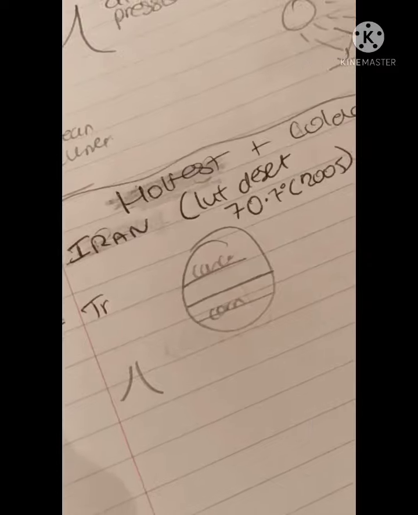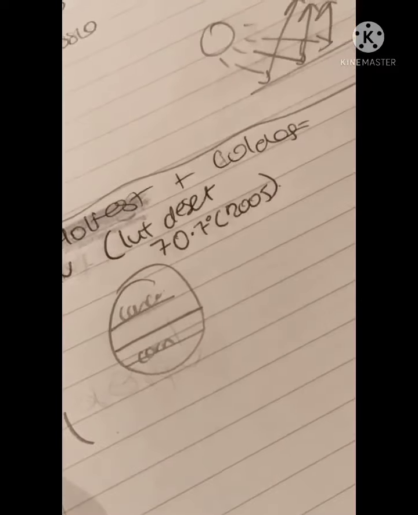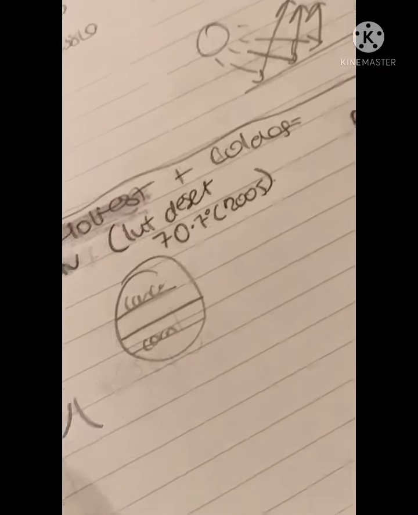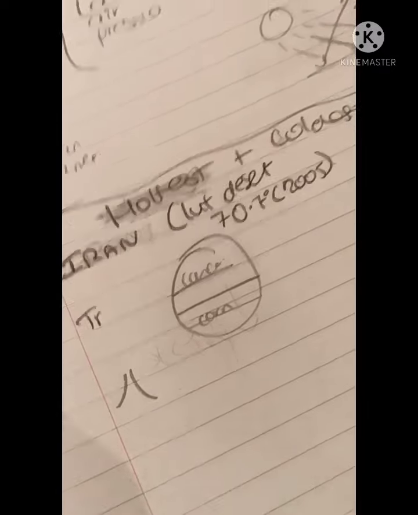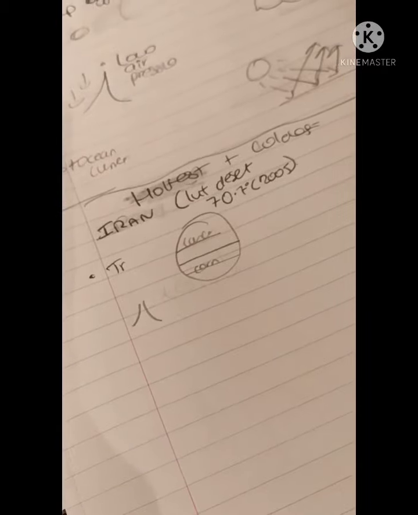So Iran, the Lut Desert, for example, had a highest temperature of 70.7 degrees in 2005. This is found in the Tropic of Cancer. So one way you can differentiate Tropic of Cancer from Tropic of Capricorn.